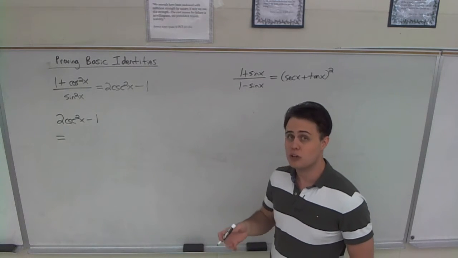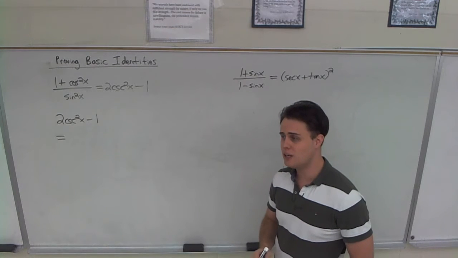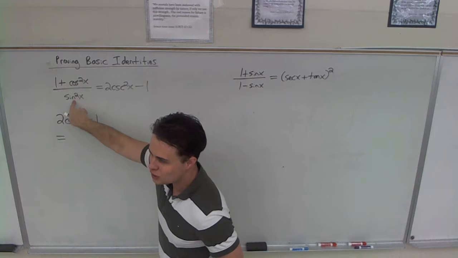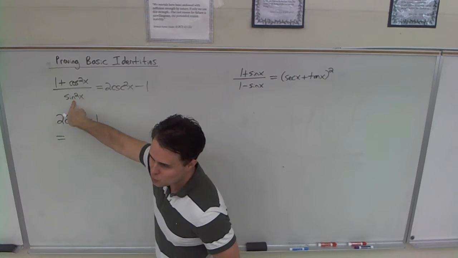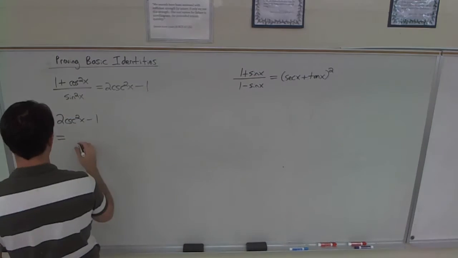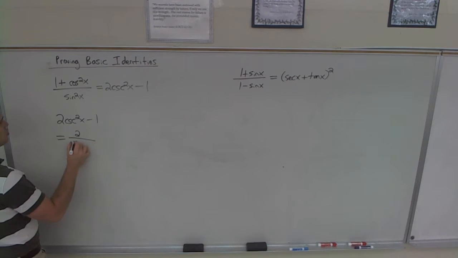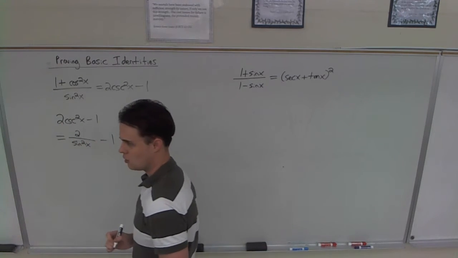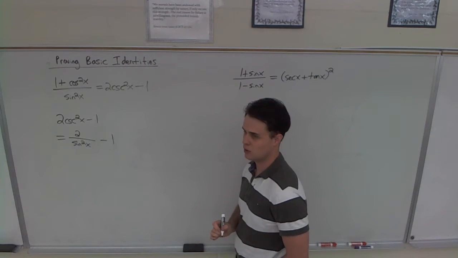1 over sine squared. You could use a Pythagorean trig identity, like we're using it over here a second ago, but that's got a sine squared on the bottom, so I'm kind of seeing it already. So this is 2 over sine squared x minus 1. So then it's just the terms.